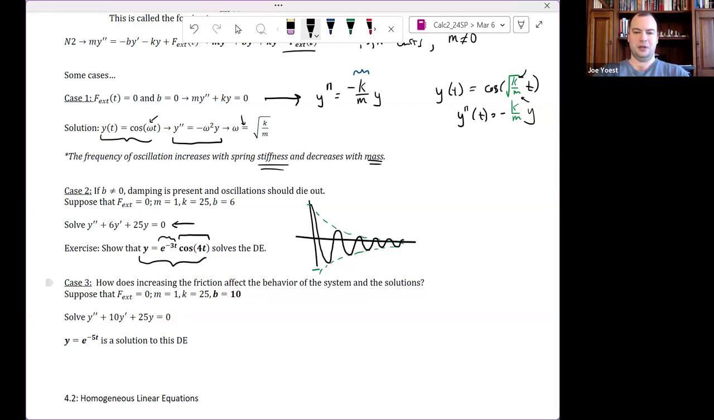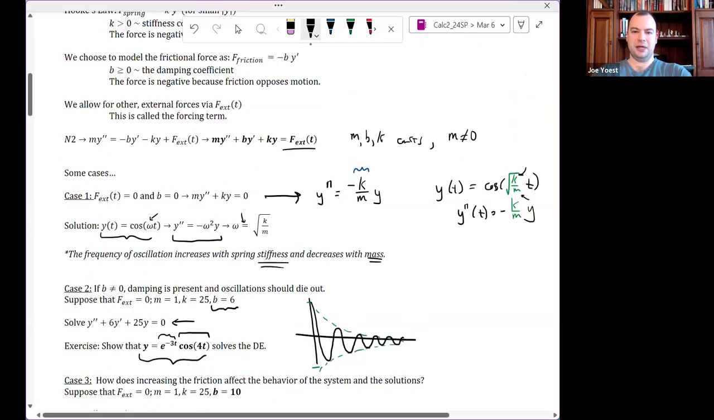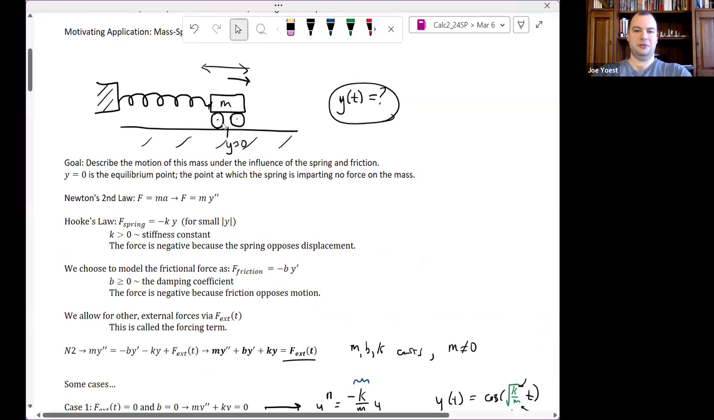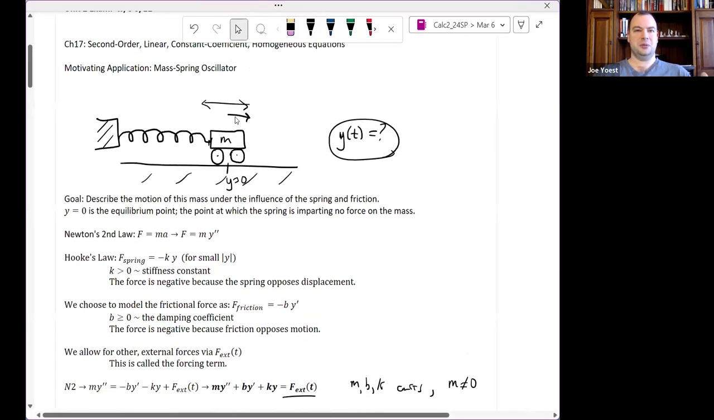So I get what are called oscillations with damping. Qualitatively, this makes sense. I have friction and air resistance now. Maybe I have a little bit of rolling friction from the wheels or some air resistance as my mass is moving.